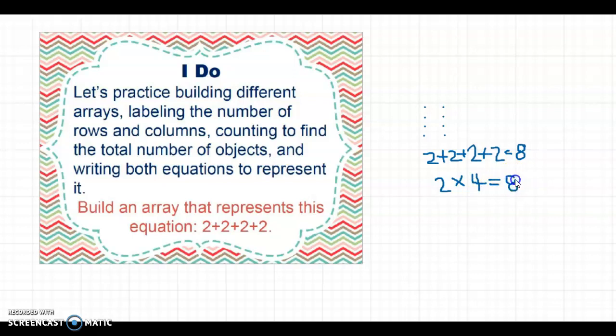When you multiply, it's just an easier way of adding, when you're doing repeated addition. Alright, so that's it, guys. We have 1, 2, 3, 4 rows, 2 columns. Alright, 2 plus 2 plus 2 plus 2 equals 8, or 2 times 4 equals 8.